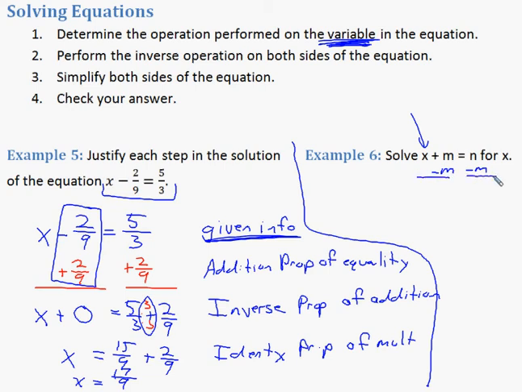Over here, m and a negative m is 0, so we have x equals. And over here we have n minus m. Those are not like terms, so therefore we can't add them, and so we leave it as is. So x equals n minus m.